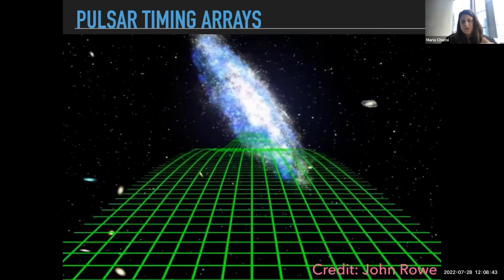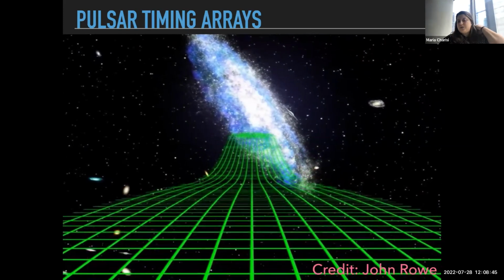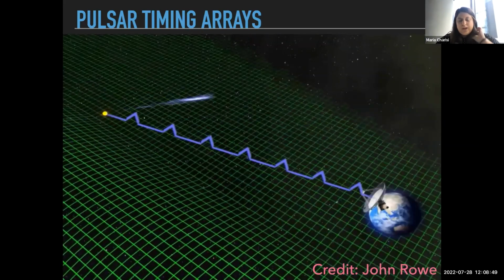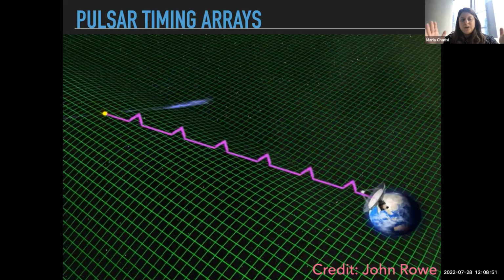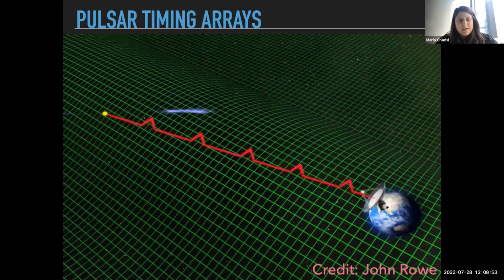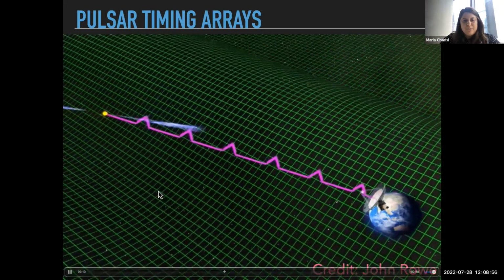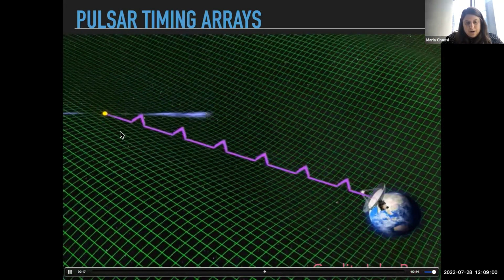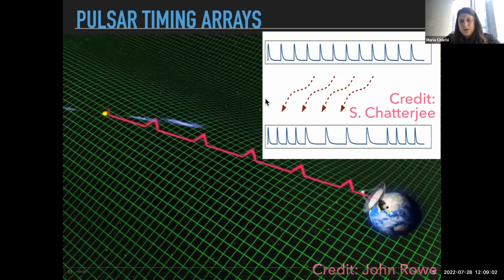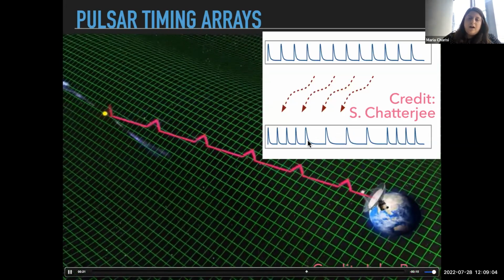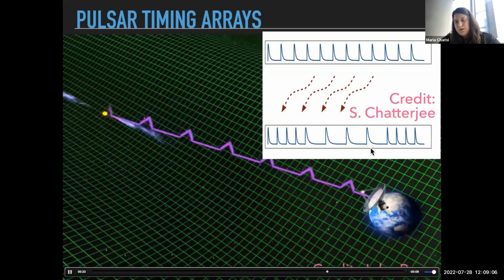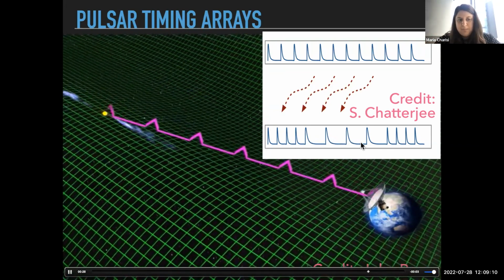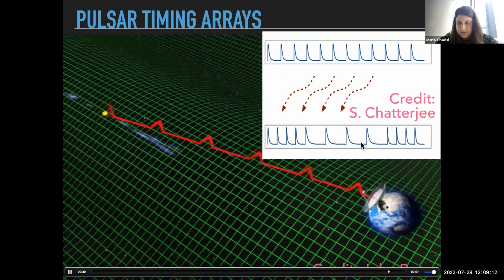Now, if we have gravitational waves passing through our own galaxy, they will affect the pulsars that we observe. They will squeeze and stretch the space-time. So some of the pulses will have to travel a longer distance, some will have to travel a shorter distance. So some of them will arrive sooner than expected or later than expected. And if we see this signal across many pulsars, we can detect gravitational waves.